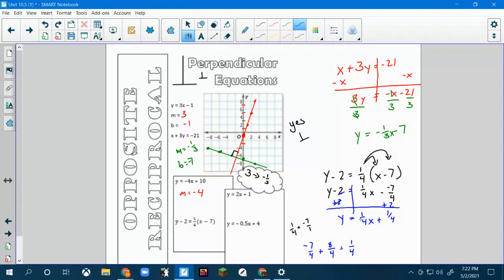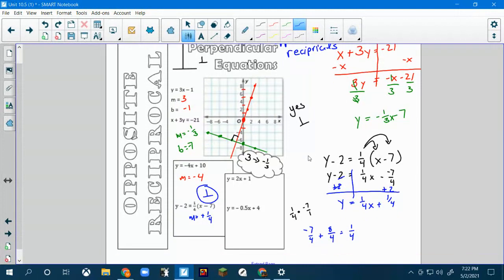What's our slope on this one? Our slope m is a positive 1/4. Is negative 4 and 1/4 opposite reciprocals? Well, negative 4 over 1 becomes positive 1 over 4. Opposite reciprocals. Yes, it is. I know this is a little confusing, but don't worry about that part. That's just solving an equation. We're worried about our slopes. Are they opposite reciprocals? I'm going to write that up here. We want opposite reciprocal.